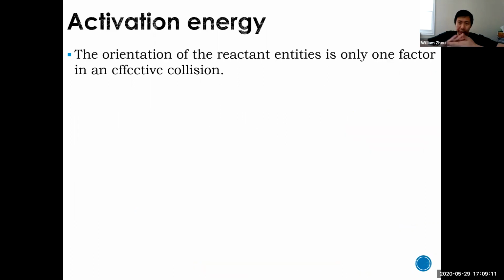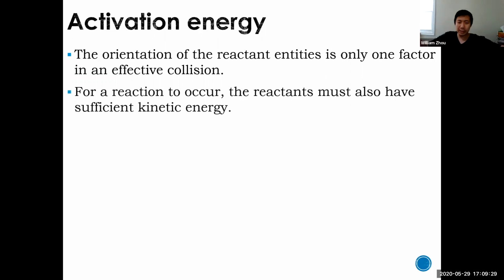Okay, so to think about why gas stations don't explode, we have to use collision theory. Recall, you need two things for an effective collision. One is proper orientation. The molecules must collide at the perfect angle in order for this to work. But that's not enough. You also need sufficient kinetic energy. If you don't hit hard enough, still nothing happens.